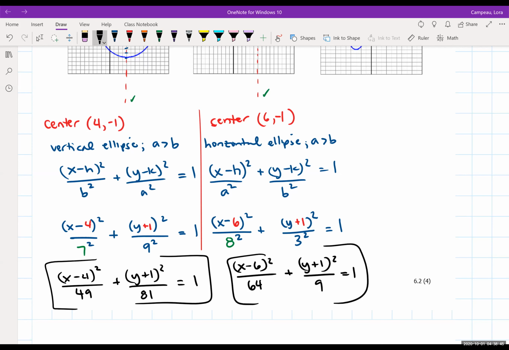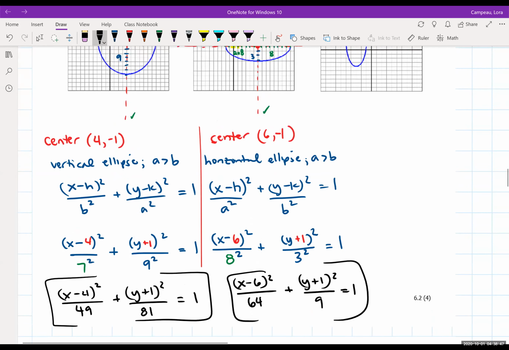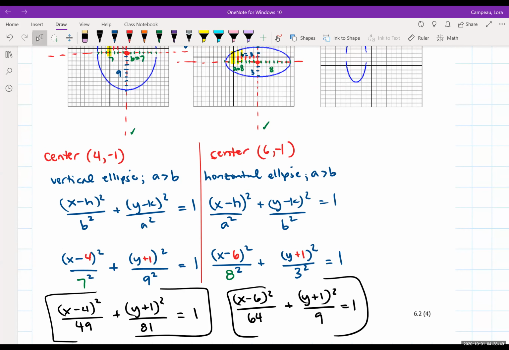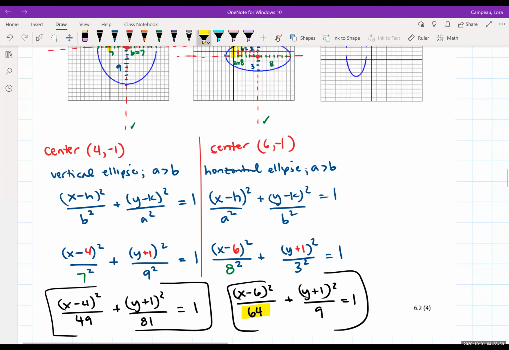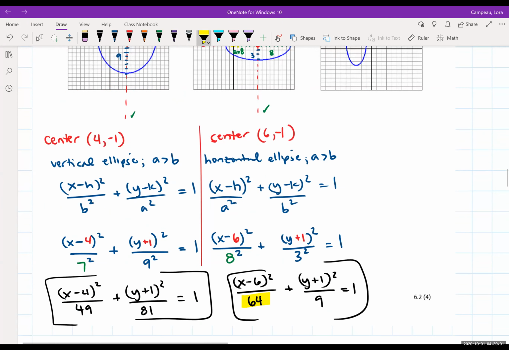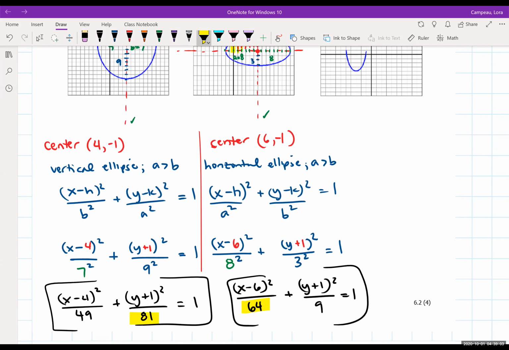And you could double check by comparing your ellipse. If you're a horizontal ellipse, remember that you are wider with an x, so the bigger number is always under the x term. And just like we did with the vertical ellipse, notice that it was a little bit longer vertically, so that's why the bigger number was under the y term.